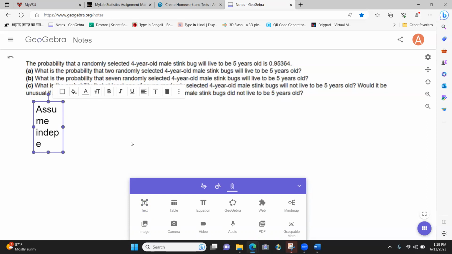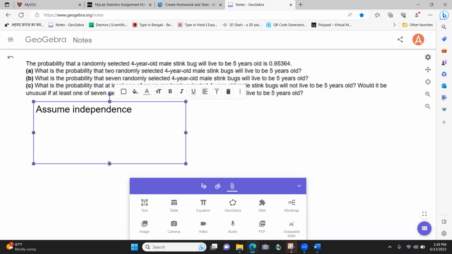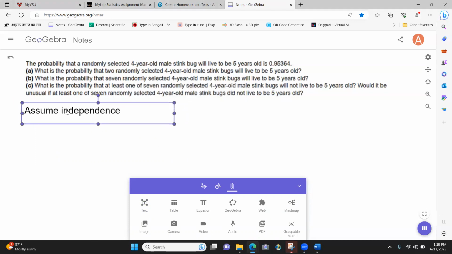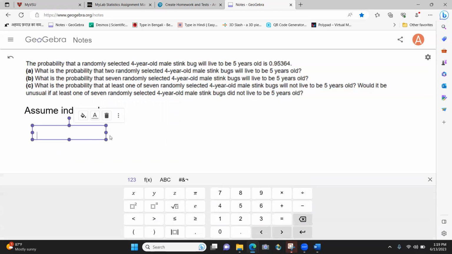Assume independence. And it's not something I'll say in a question on the exam. I will give you problems very similar to the ones in your packet. Very similar. If they don't say assume independence, I won't, but it's understood. Assume independence. All right. So you're choosing two. What's the probability that they're both going to live? The answer is very easy.